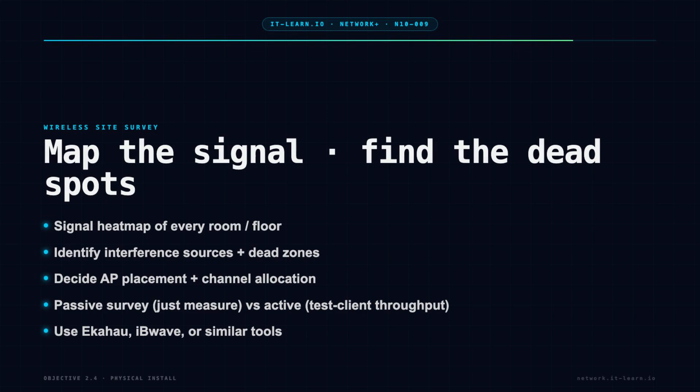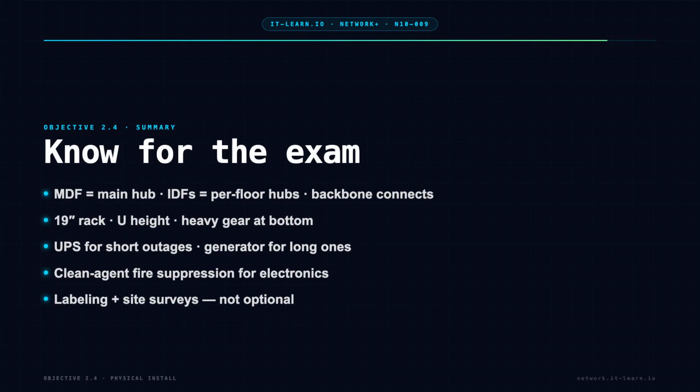Site surveys are important when planning wireless deployments. A wireless site survey maps signal coverage throughout the intended area, identifies sources of interference, determines optimal access point placement, and validates the design after deployment. Heat maps generated during site surveys show signal strength throughout the area, helping identify dead zones and areas of excessive overlap.